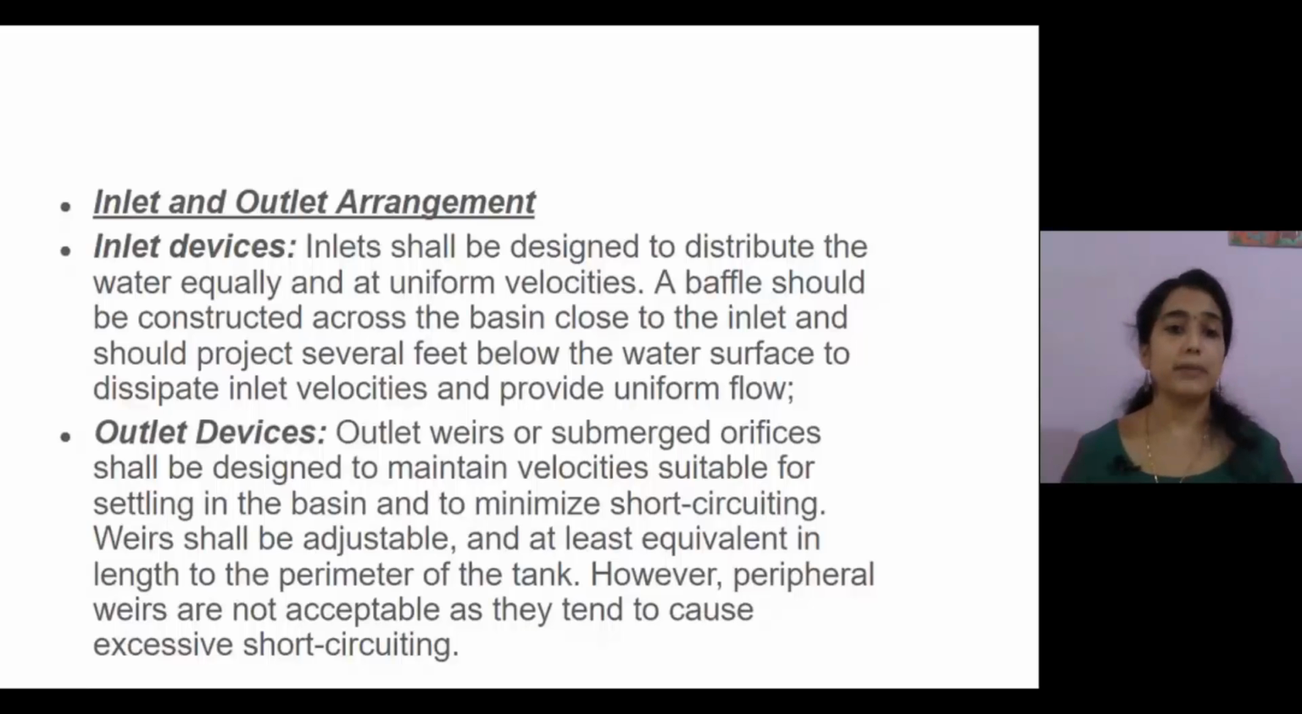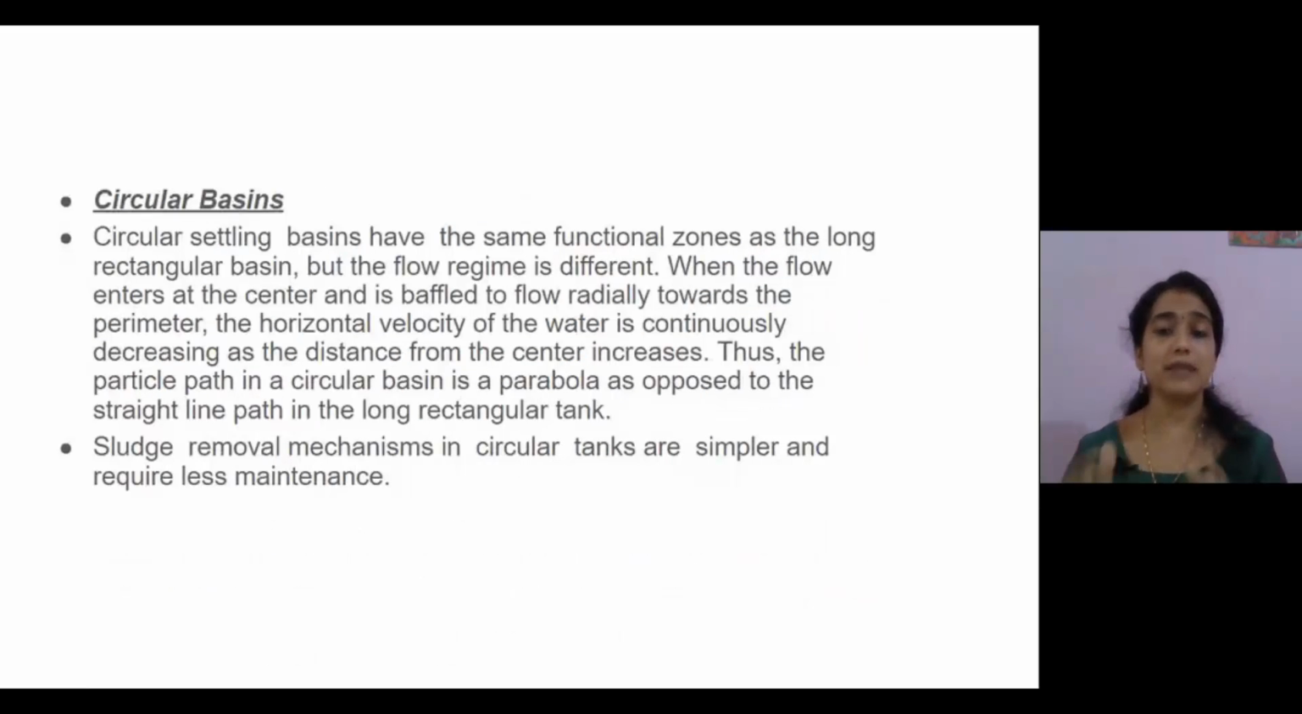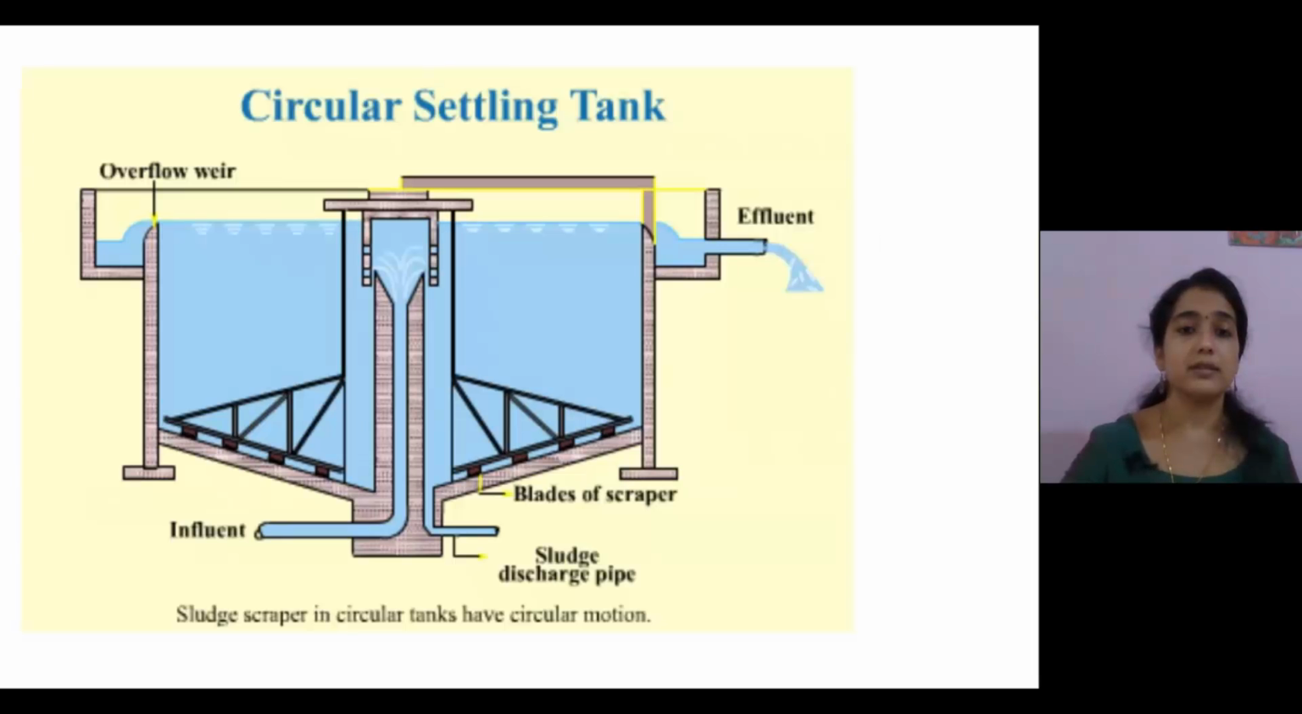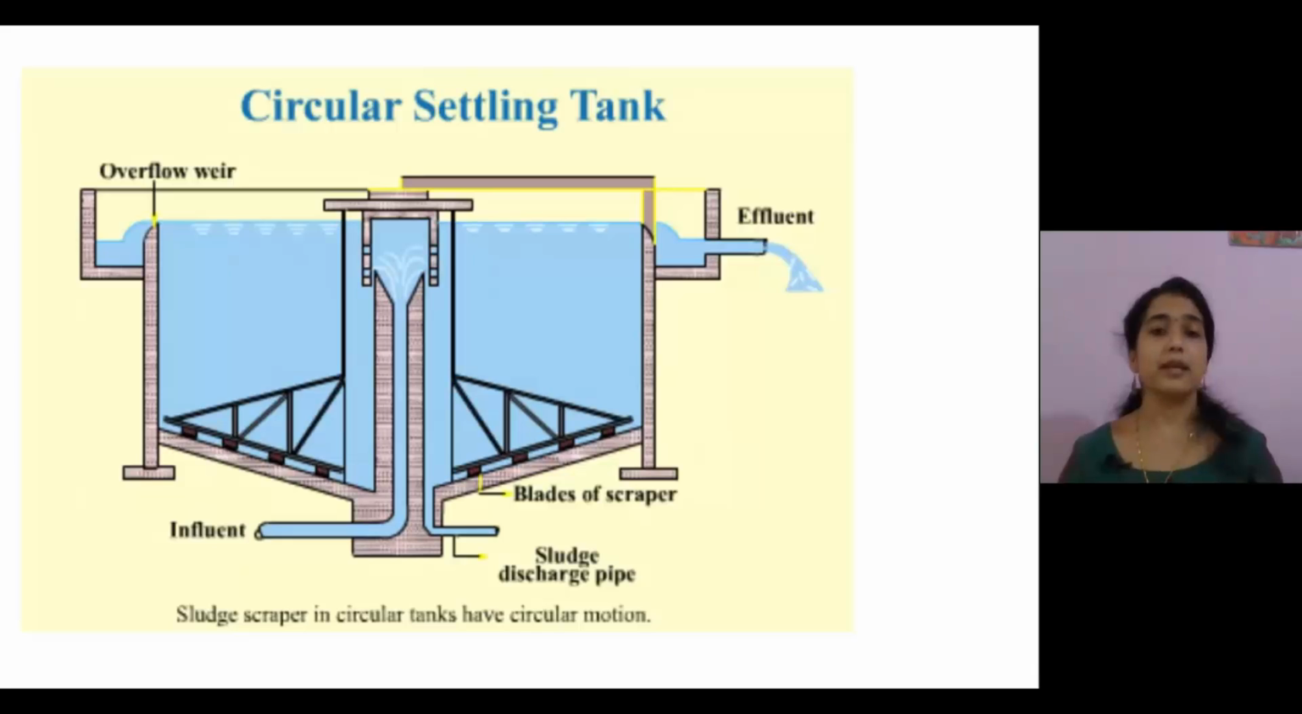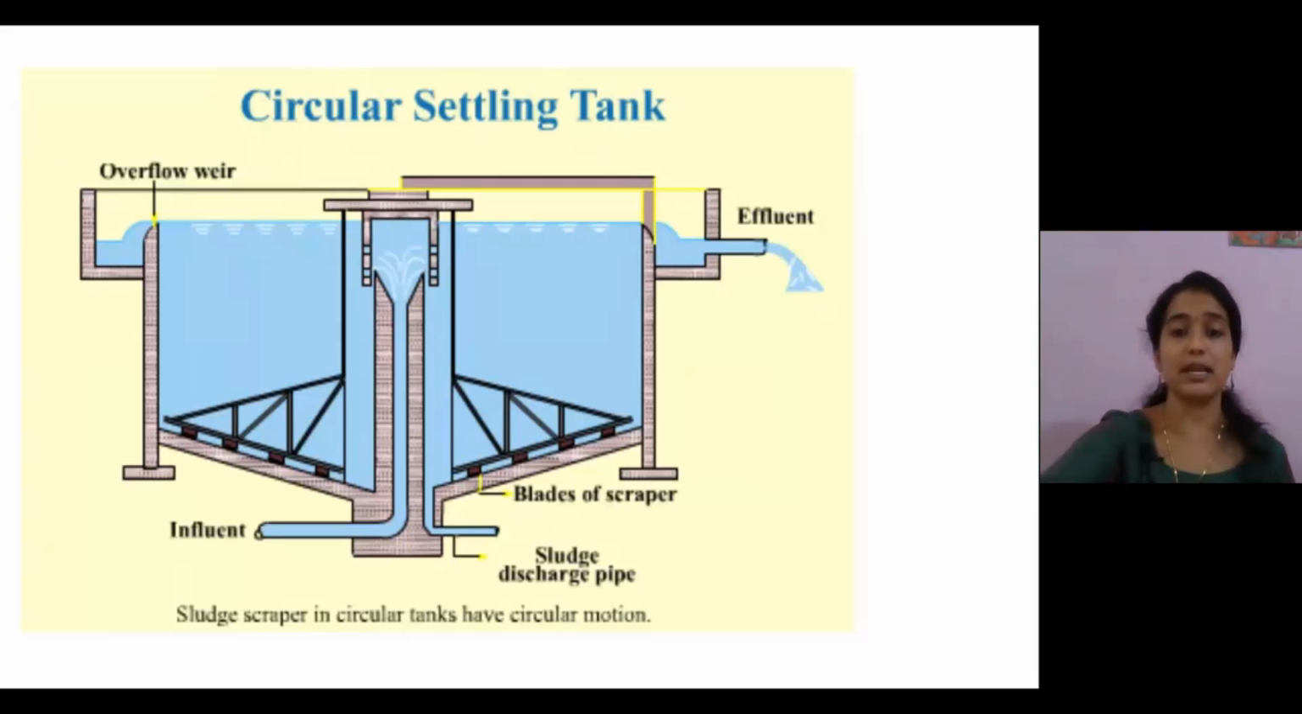And the circular basin. Circular settling basins have the same functional zones as a long rectangular basin, but the flow regime is different. This we have already discussed. Then this is the actual picture of a circular settling tank, where the truss type structure provided in the figure is for sludge scraping.